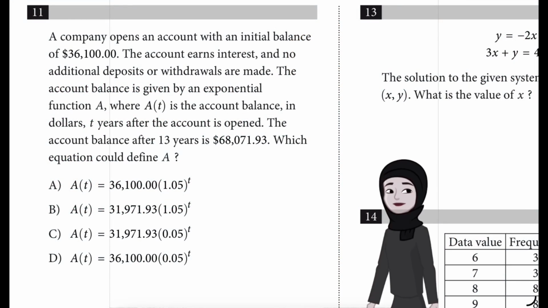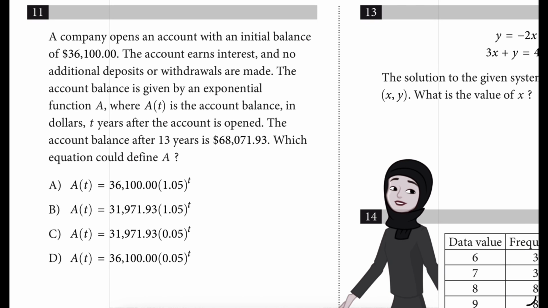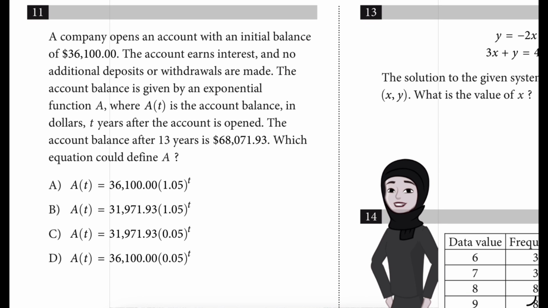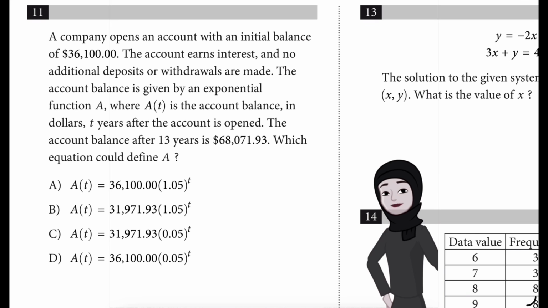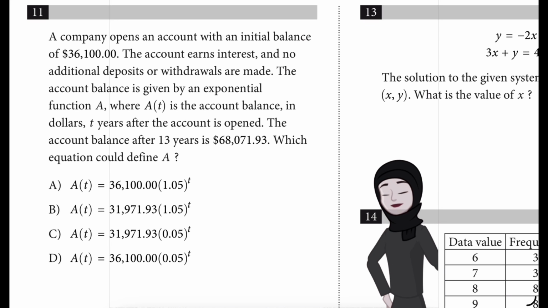Question number 11. A company opens an account with an initial balance of $36,100. The account earns interest and no additional deposits or withdrawals are made. So the account balance is given by an exponential function A, where A of t is the account balance in dollars, t years after the account is opened. The account balance after 13 years is $68,071.93. Which equation could define A?